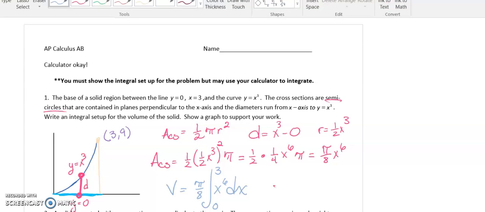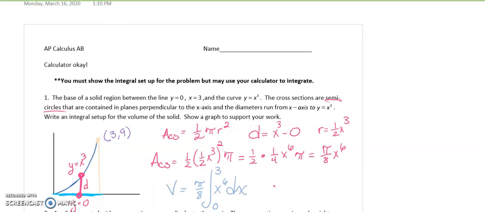Now I know this states that calculator is okay, but I want to remind you that this is a problem that you should be able to do without a calculator. And my antiderivative of x to the 6th is x to the 7th over 7, and I can evaluate that from 0 to 3. Please take a moment and get the final answer.